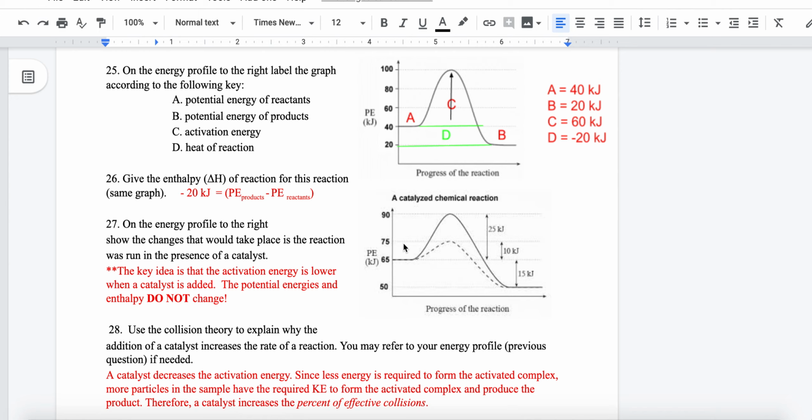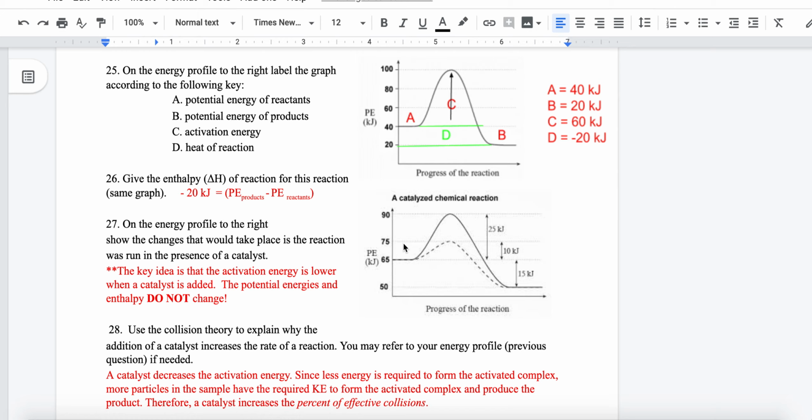27 is important because we can clearly see that when the catalyst is added by the dashed line, that the activation energy is lower. Pay close attention though. This does not change the potential energy of reactants or products. This does not change the enthalpy of the reaction. It just impacts the activation energy. And finally, on 28, we're looking at kind of explaining using collision theory.